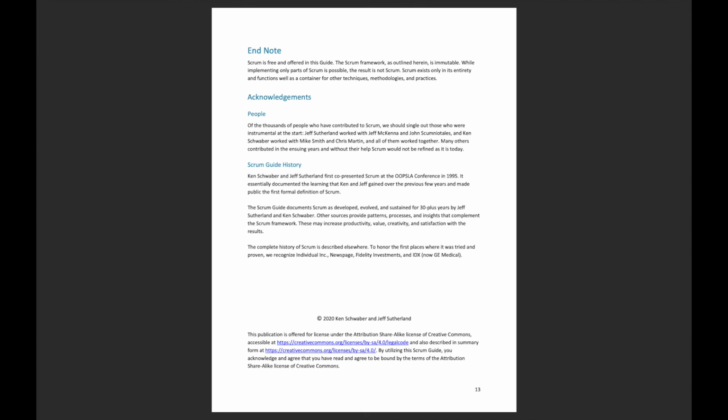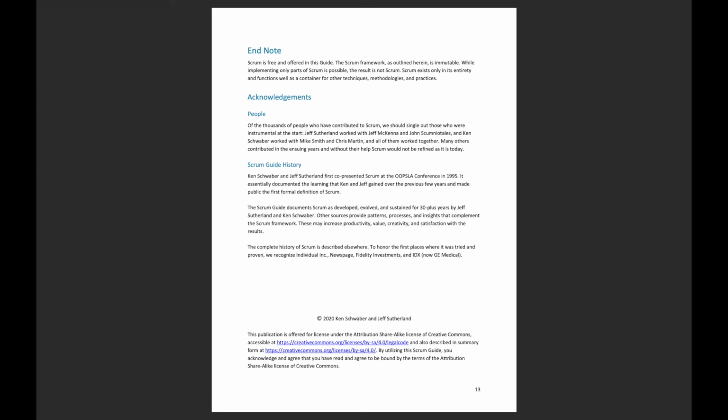End note. Scrum is free and offered in this guide. The Scrum framework, as outlined herein, is immutable. While implementing only parts of Scrum is possible, the result is not Scrum. Scrum exists only in its entirety and functions well as a container for other techniques, methodologies, and practices.